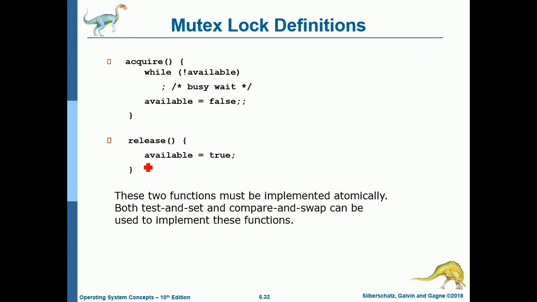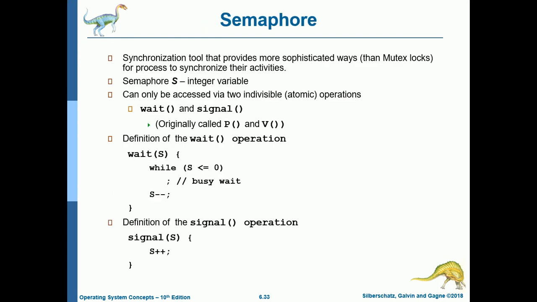And then release. After the lock is released, the availability of the critical section lock will be true, because the lock is already released. So these two functions must be implemented atomically, uninterruptible. Both test and set and compare and swap can be used to implement these functions.